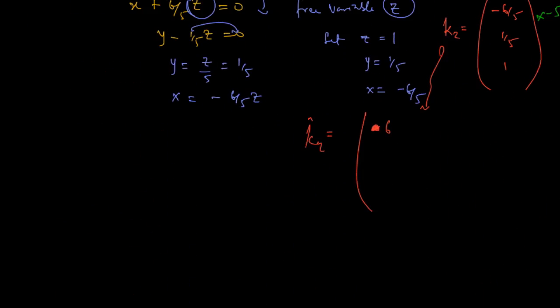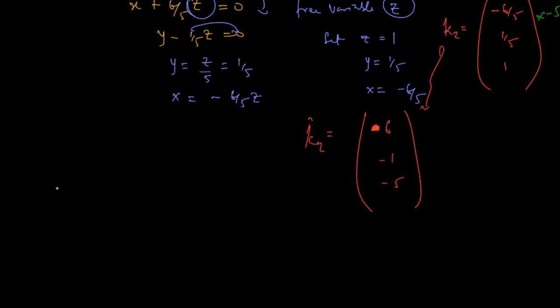So that's 6. And then negative 5 times 1 over 5, that's negative 1. And then we also have negative 5. So I've gotten the next eigenvector. So the next one I want to find is for lambda equals 3.